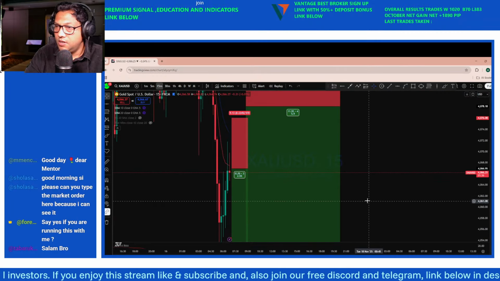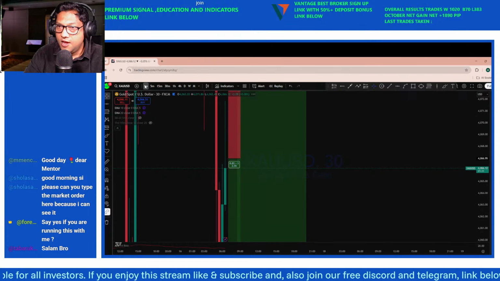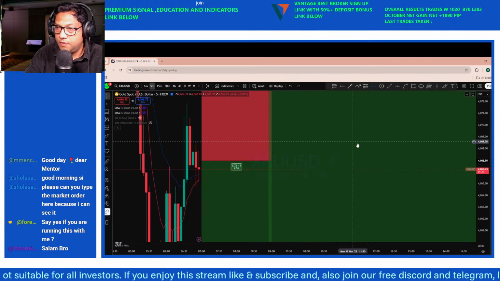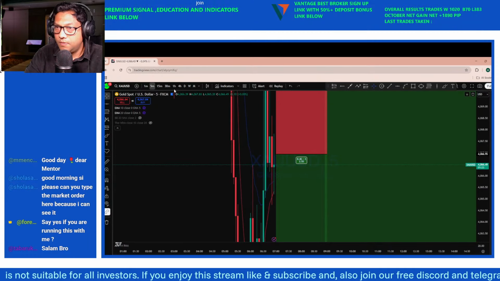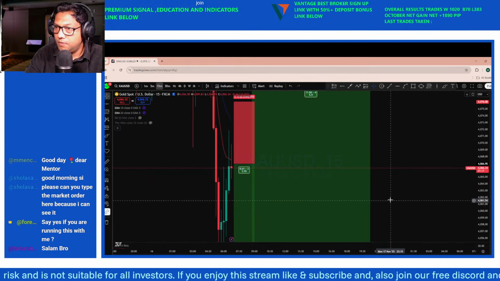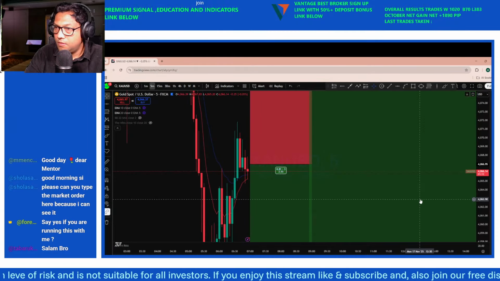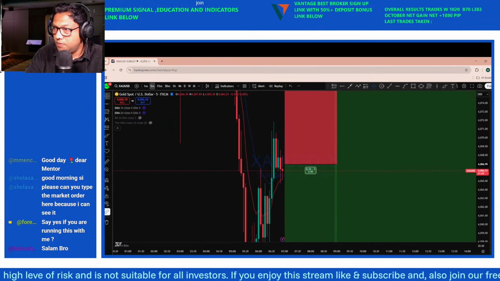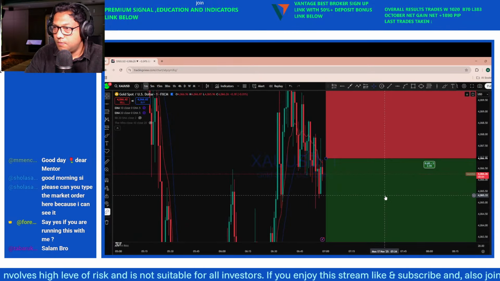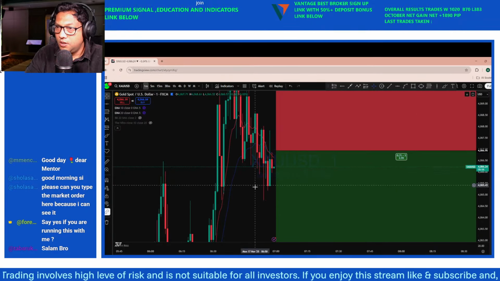We're getting some rejection from the higher price here. With multiple liquidity sweeps, I'm looking at this market to break below.